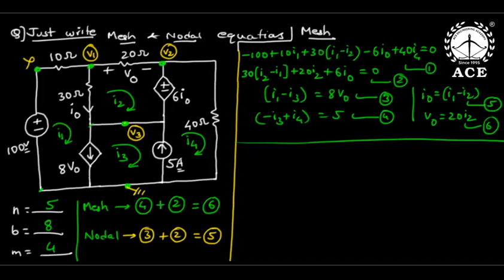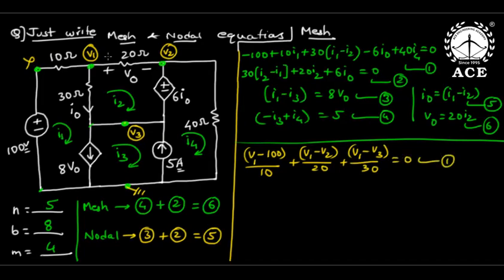Okay, now I'm going to nodal. Everybody watch nodal now. See the first equation. This current plus this current plus this current is 0. So this is V1 minus 100 by 10. This is V1 minus V2 by 20. And this is V1 minus V3 by 30, equal to 0. This is equation 1.